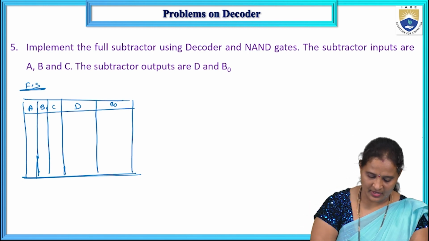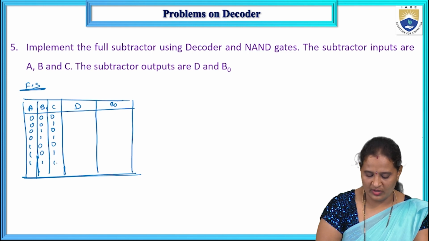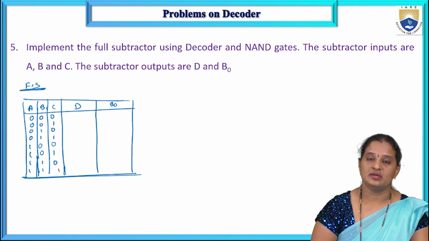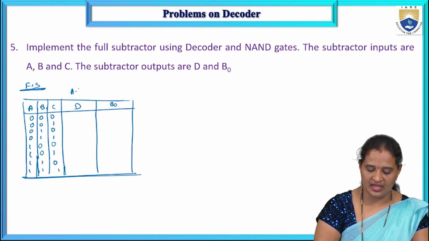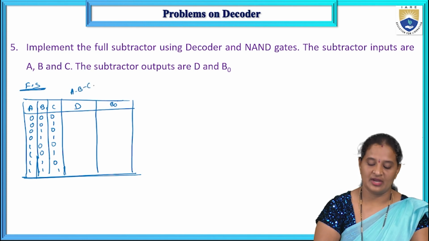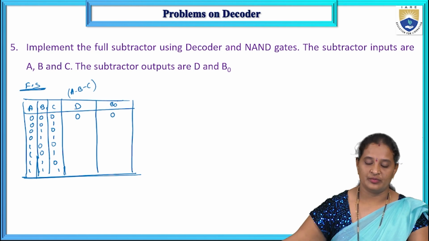So now I am taking the possible combinations 0, 0, 0, 0, 0, 1, 0, 1, 0, 0, 1, 1, 1, 0, 0, 1, 0, 1, 1, 1, 0, 1, 1, 1. So this is the output. So what we are doing, we are subtracting A minus B minus C, right? So 0 minus 0, 0, 0 minus 0, 0. So difference is 0, borrow is also 0, right?